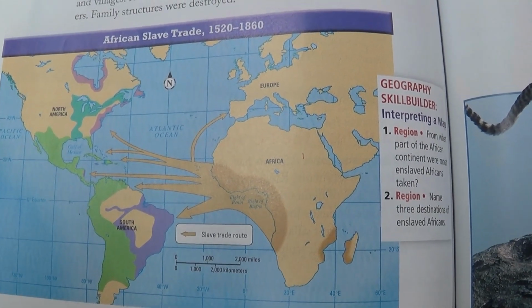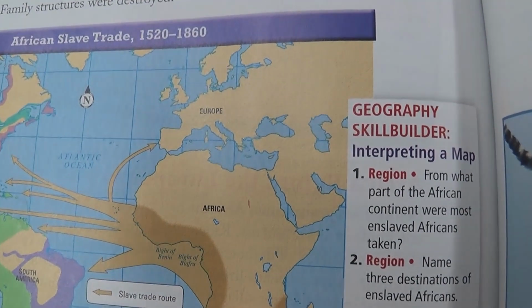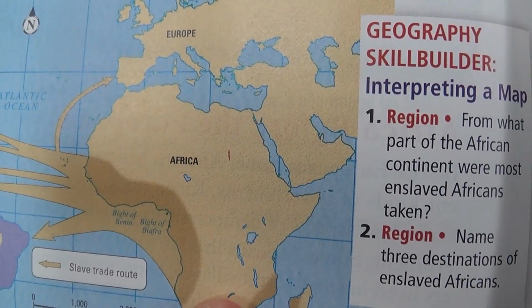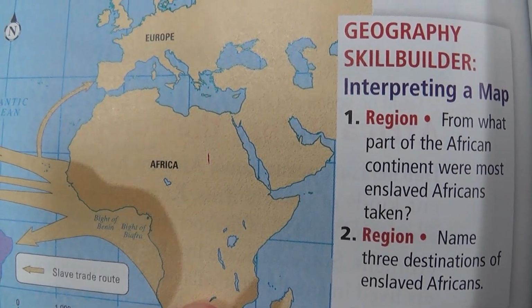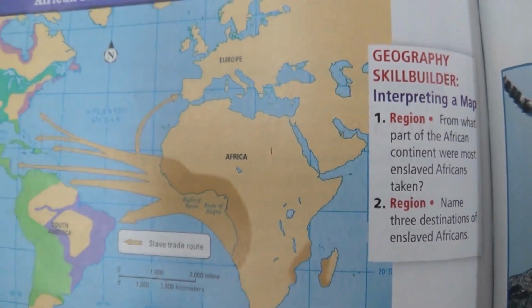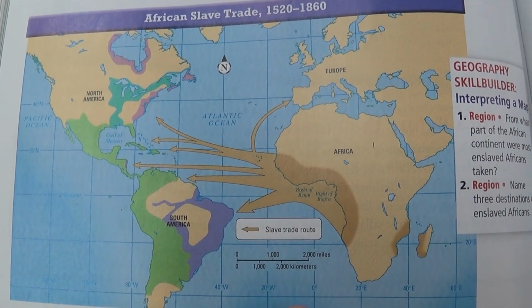We are looking at page 508 in our old geography textbook, and we're going to do both of these questions. First question is, from what part of the African continent were most enslaved Africans taken? Second question, name 3 destinations of enslaved Africans. Pause the video, see if you can figure that out.